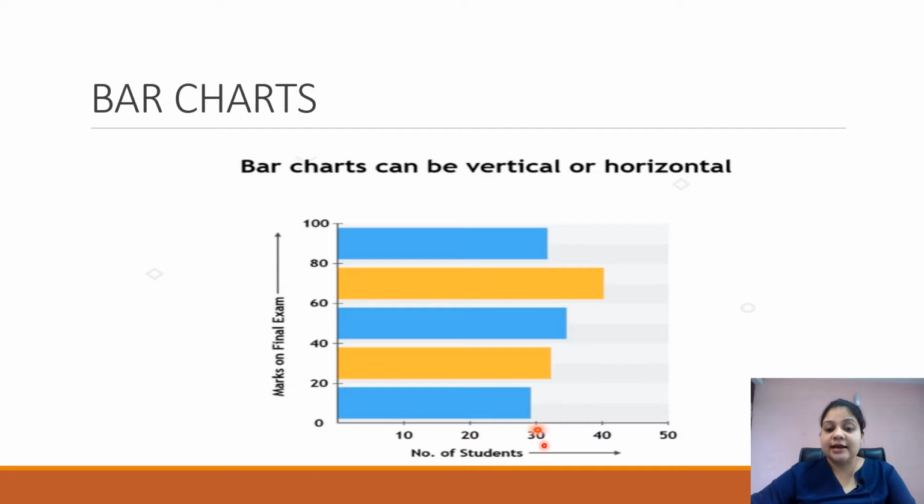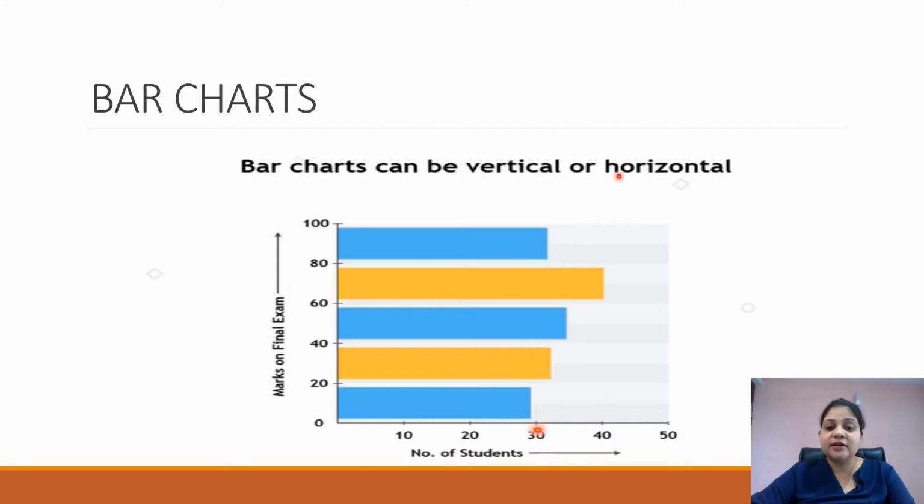We can easily see that around 29 students have attained marks in the range of 0 to 20. More than 30 students have attained marks of 20 to 40, approximately 35 students have attained marks in the range of 40 to 60, and more than 40 students have got marks in the range of 60 to 80. So if you want to understand the relationship between two variables, we can use bar charts. But what if you want to know the effect of one variable on another variable?